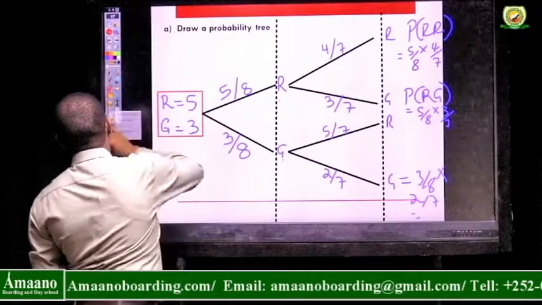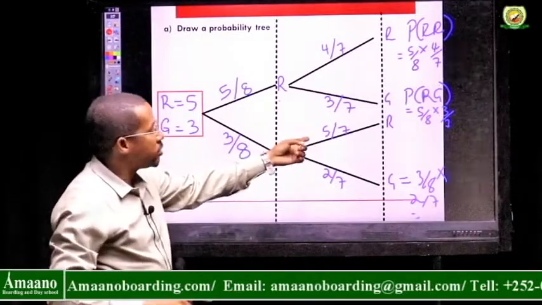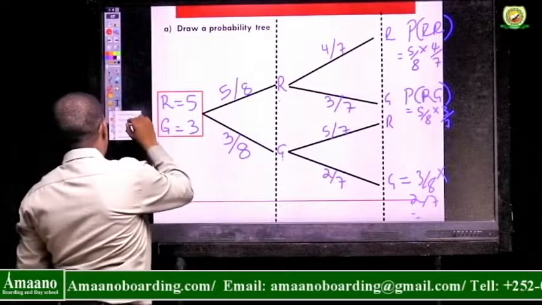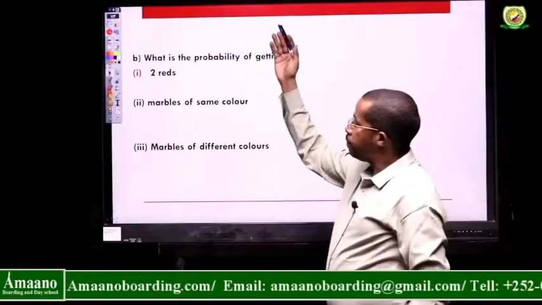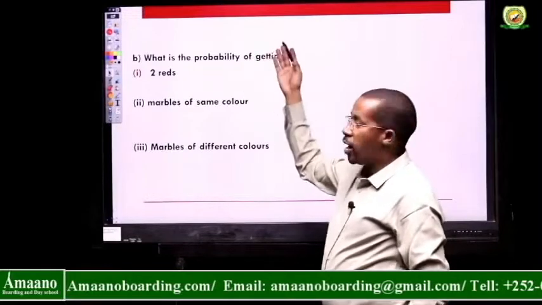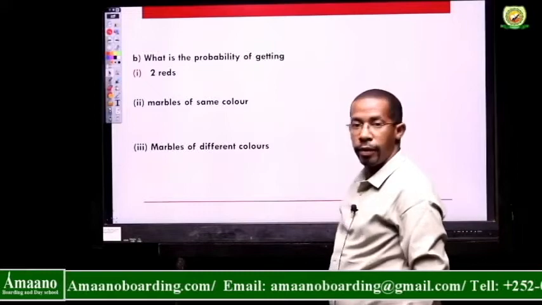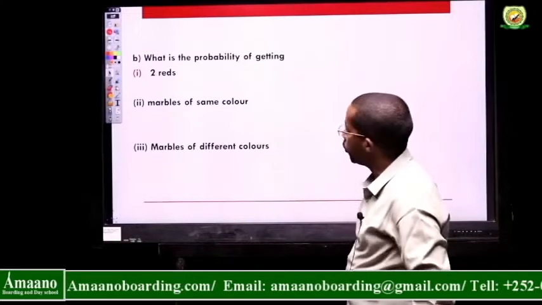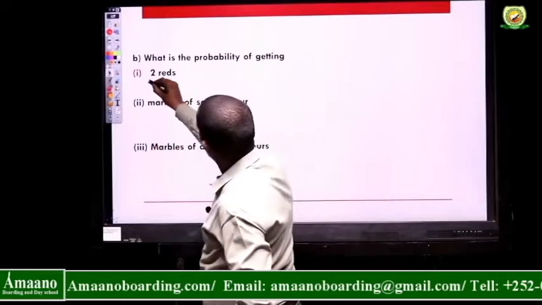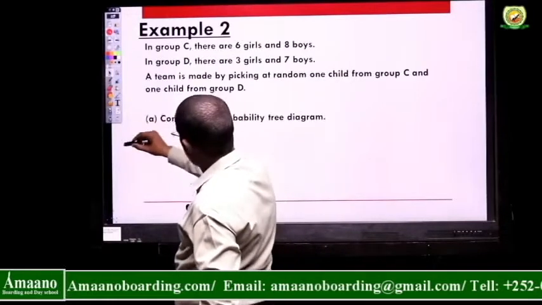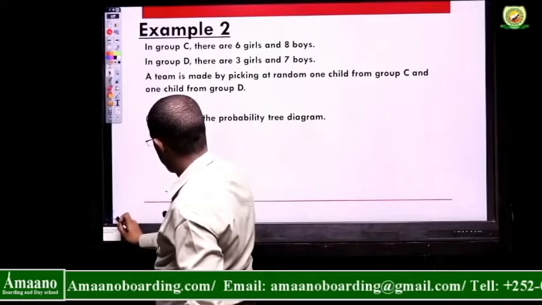Now let us see the question. The question, I will guide you. You can refer to this and do your calculations. Okay, so using the probability tree diagram we have on the previous slide, we can answer this question. Here we need probability of getting 2 reds. Probability of getting, let me try to go back.